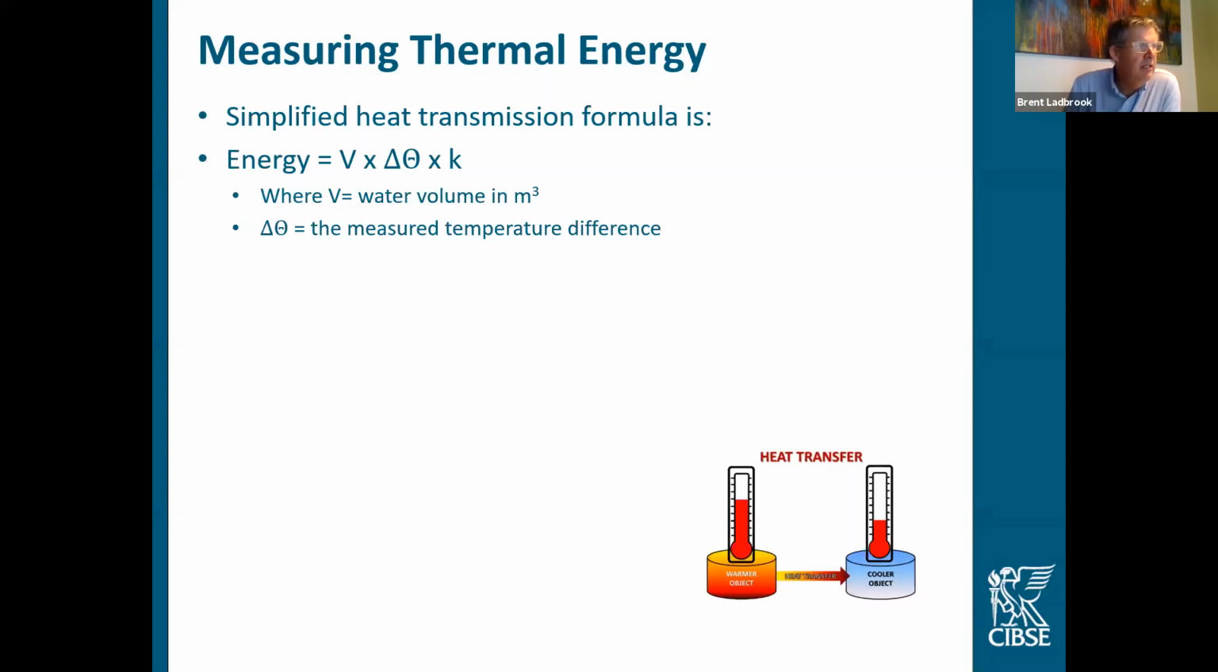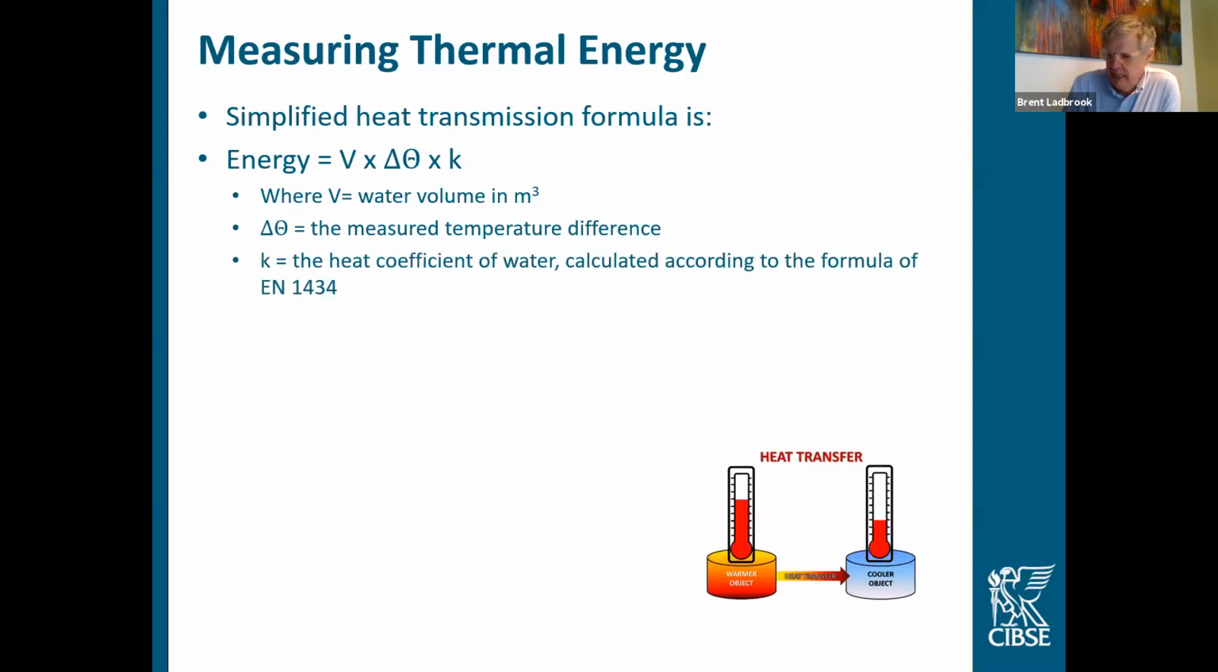So V is the volume in cubic meters per hour. We want to know the temperature difference, so we have a thermal temperature probe on one side of the equation and on the other side. So one is on the inlet to the billing area, and another temperature probe on the outlet from the billing area, and we want to measure that temperature difference. So it's chilled water, going out at say 6 degrees and coming back at say 12. We want to know both of those values. And then K is the heat coefficient of water, calculated according to the formula in the standards.